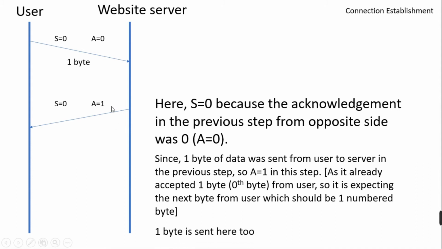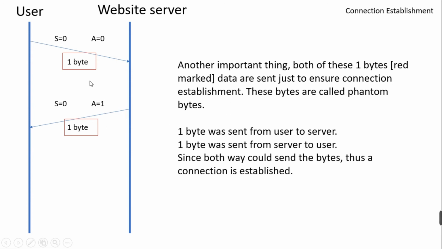Another thing: in this communication from server to user, 1 byte of data is sent too, just like the previous step. You might get confused about why we are actually sending those bytes of data. Let me tell you that this is a very important thing. Those bytes are sent to ensure that there is an establishment between user and the server. So 1 byte of data was sent from user to server, and then another byte of data was sent from server to user.